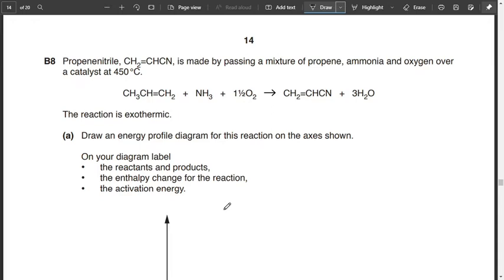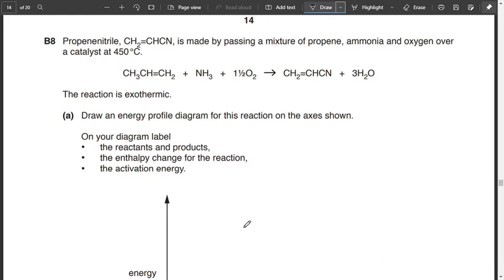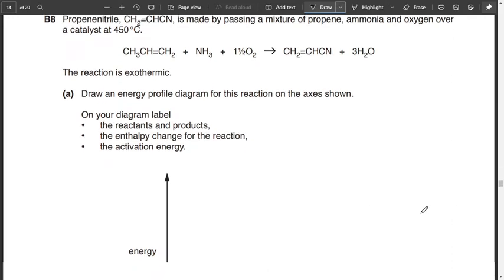So basically the reactants and the products will be labeled. On your diagram we need the reactants and product, we need the enthalpy change of the reaction, and we also need to show the activation energy. Alright, so this is an exothermic reaction. Let's draw it.